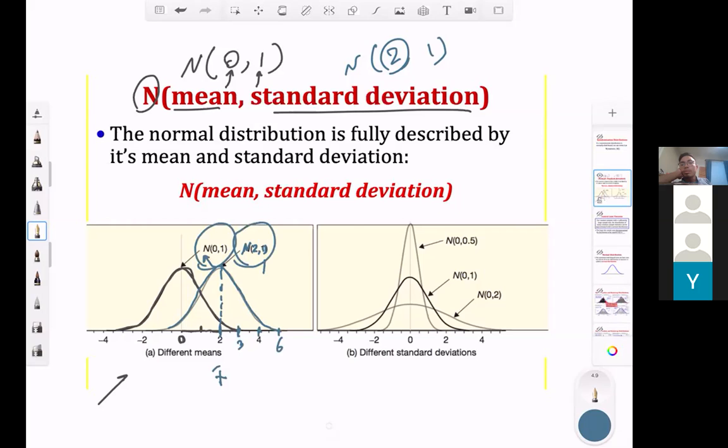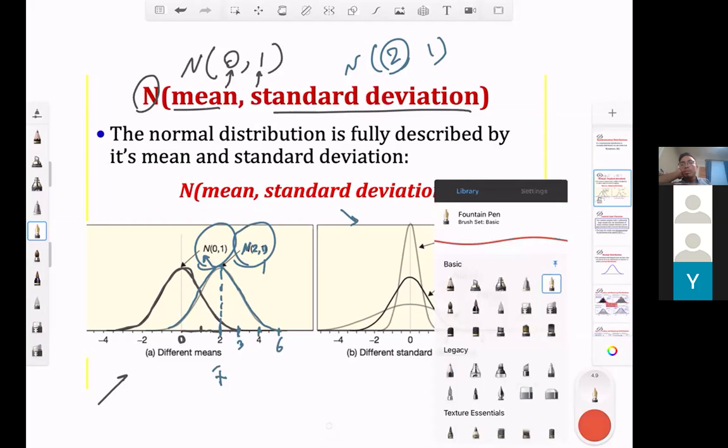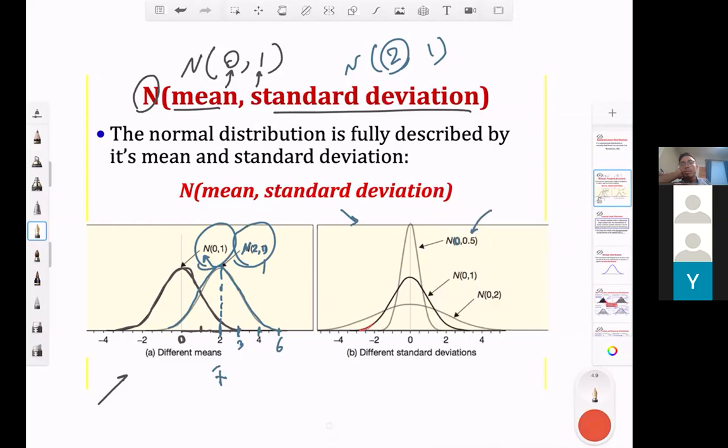In this graph, we have the same mean for all three graphs, but we are changing the standard deviation. So this one, the standard deviation is 1. If the standard deviation gets larger than 1, we are going to have a wider bell. If it's less than 1, you're going to get this. Any questions here?